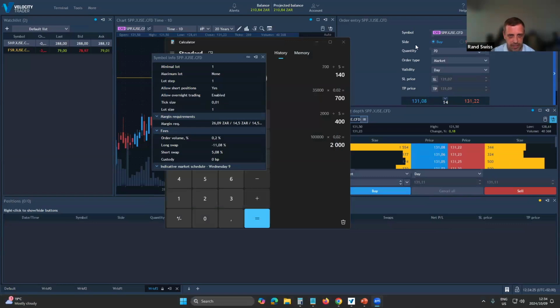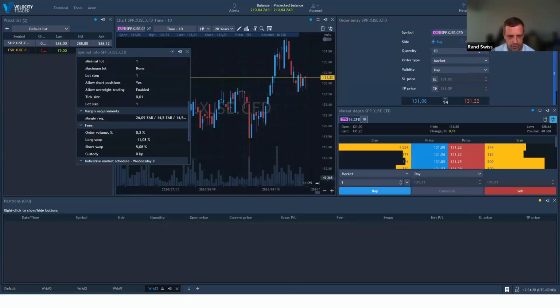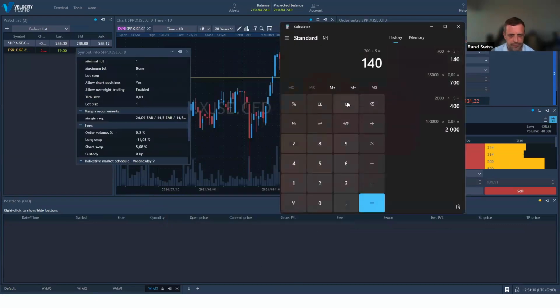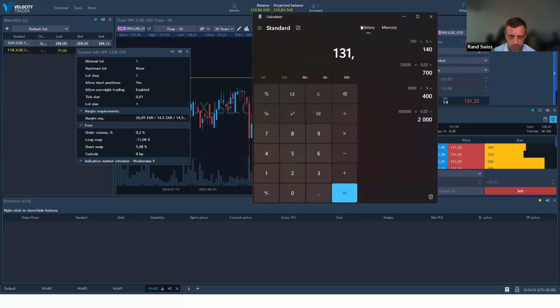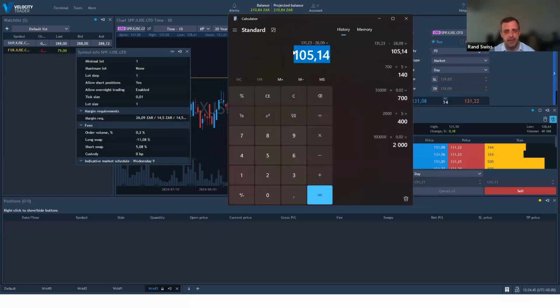Pull up the calculator, okay? So let's say there's 13123 minus 2609. Okay, so that's the amount that Nedbank is going to lend you. Now let's say you bought 100 CFDs. So essentially, Nedbank lent you 10,514 Rand.